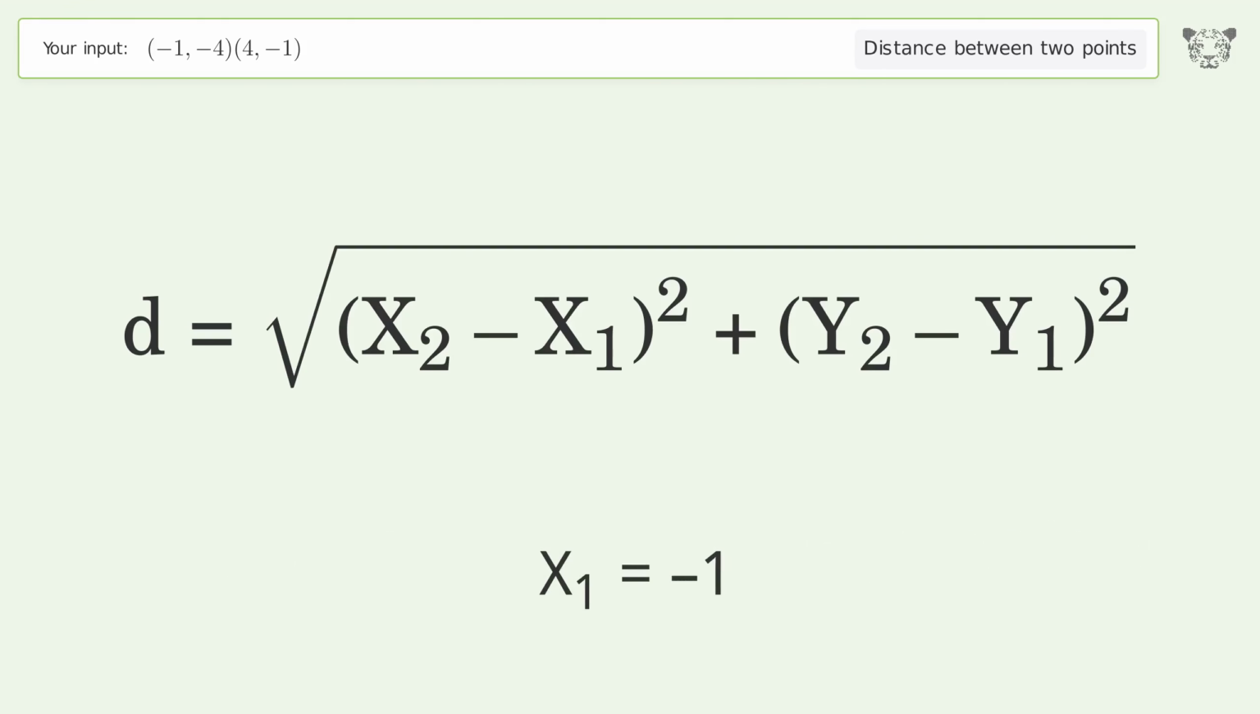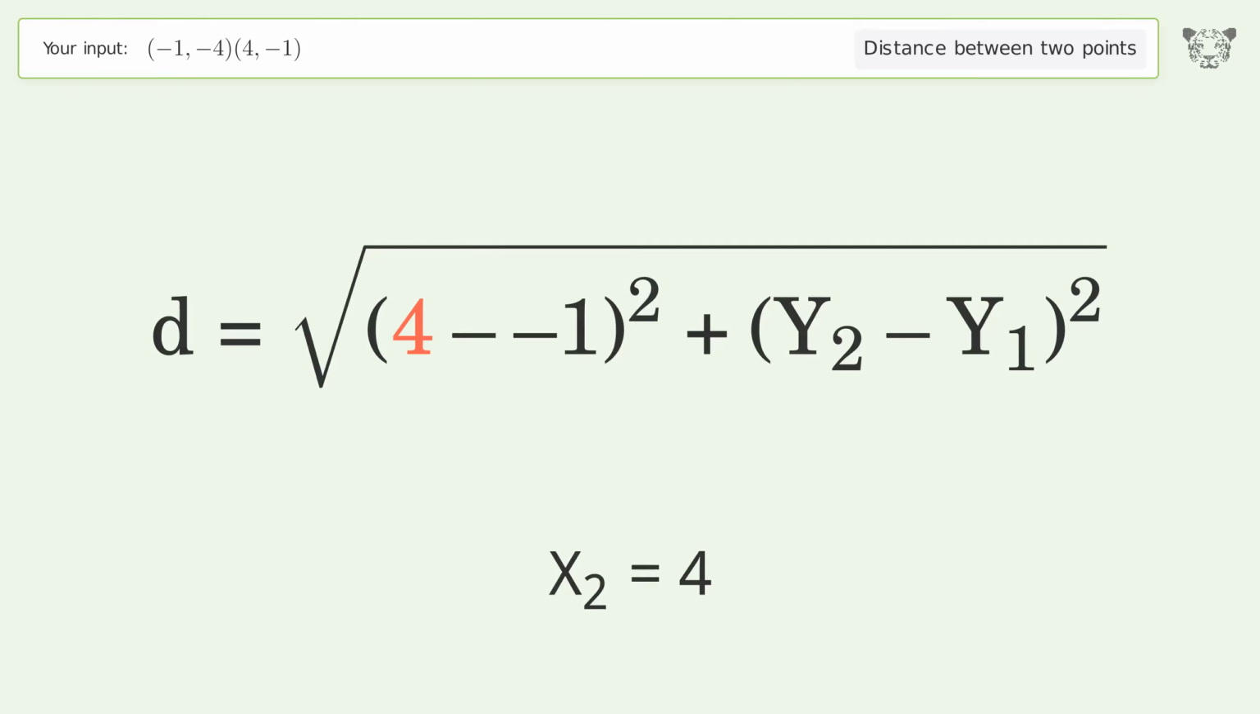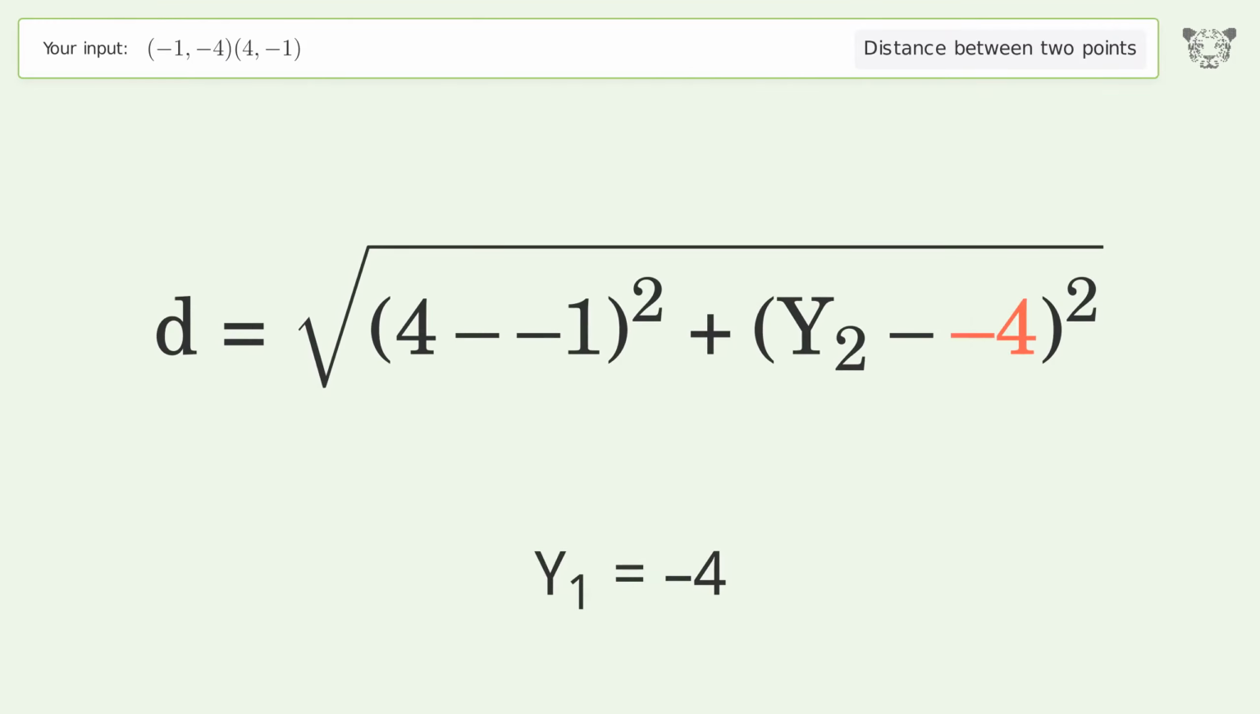x1 equals -1. x2 equals 4. y1 equals -4. y2 equals -1.